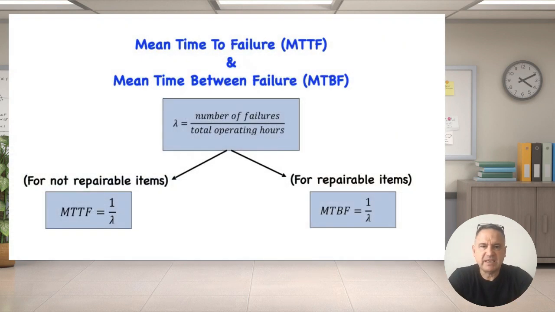Now, MTTF and MTBF. As you see here, the formula is, unfortunately, the same: 1 over lambda. MTBF and MTTF formulas are the same, 1 over lambda, where lambda is the failure rate. 1 over failure rate is MTBF. Then MTBF and failure rate are not the same, my friends. They are not the same. They are reciprocals of each other, okay?